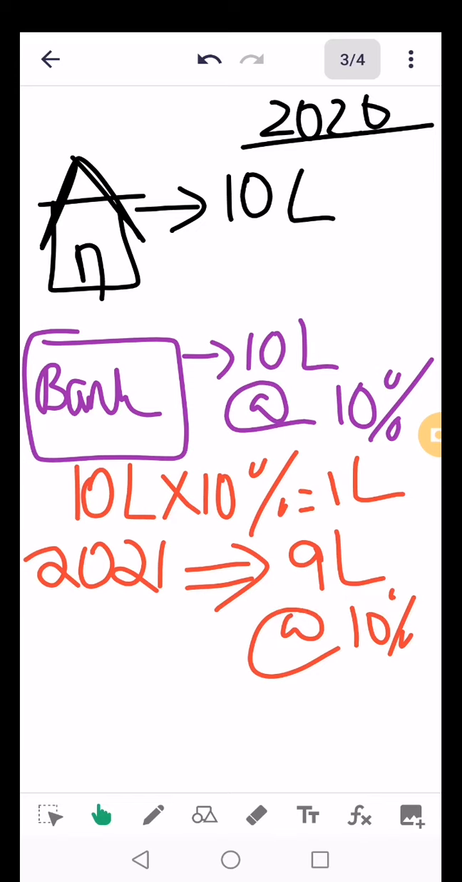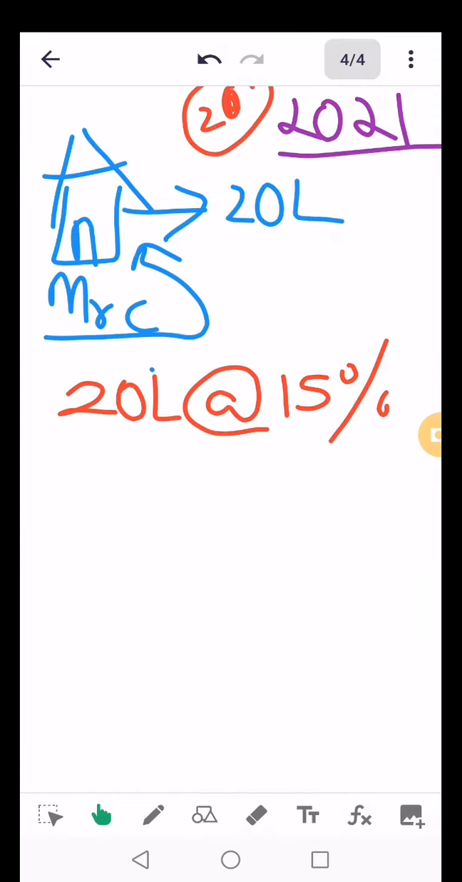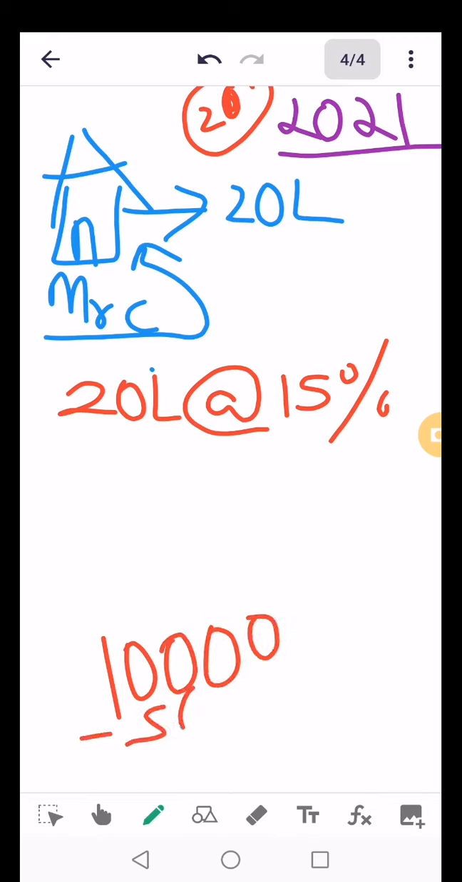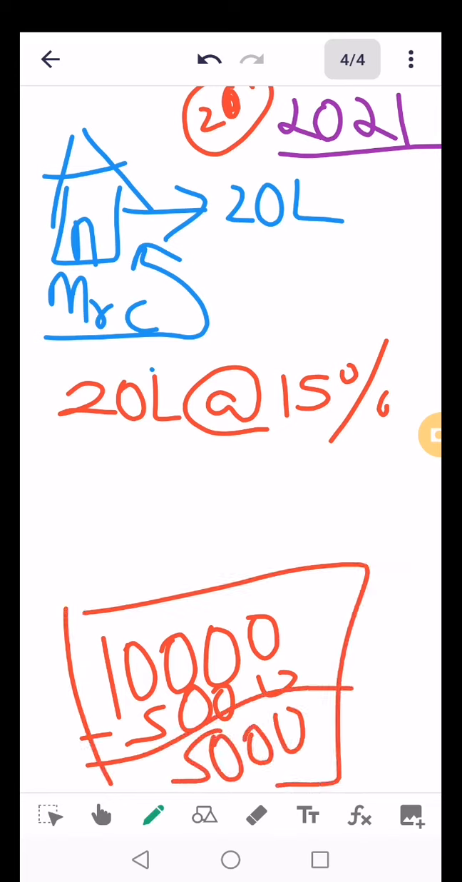So here what I am going to do is tell Mr. C to pay me a monthly installment of some amount. So he pays me a monthly installment of, let's say, 10,000. Mr. C pays me 10,000 and to the bank I have to pay, let's say, 5,000. So the remaining amount is how much? 5,000. So every month I am earning 5,000 extra.